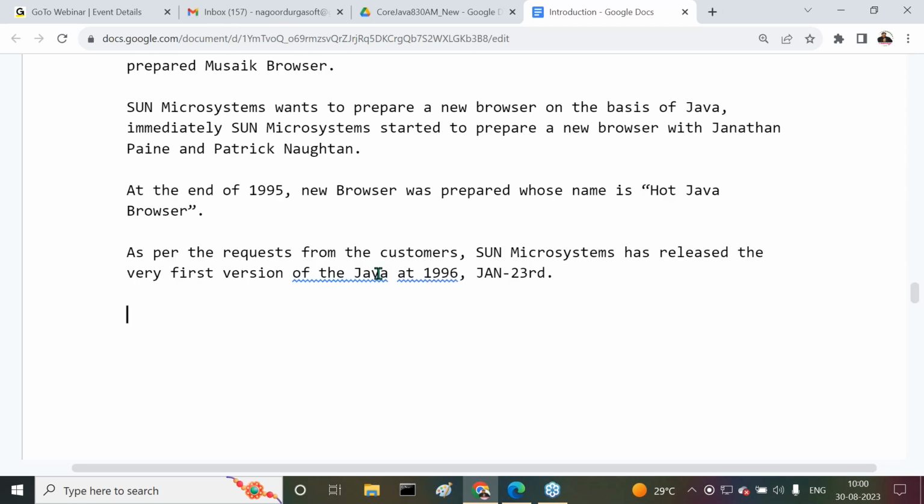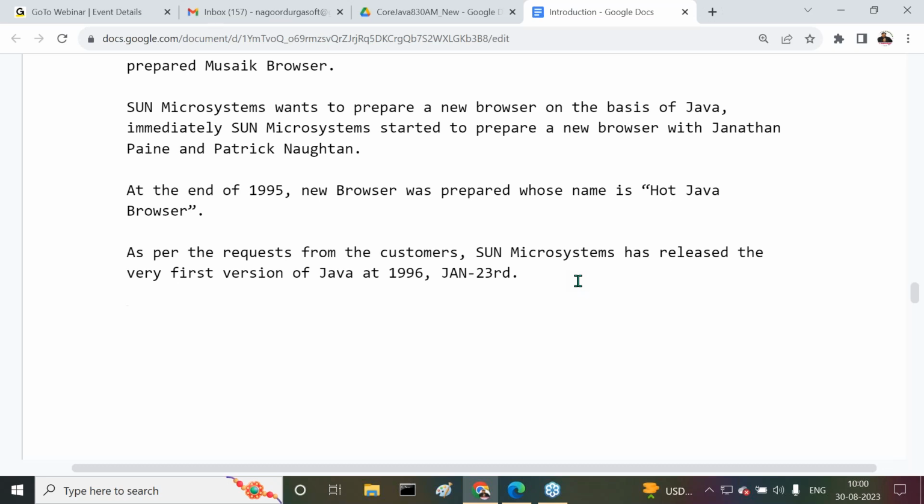The very first version of Java was provided by Sun Microsystems in the year 1996, January 23rd. That's it. From this point onwards, what versions are available? Now there is a startup year, 1996 January 23rd. The first version of Java was provided with the name JDK 1.0.